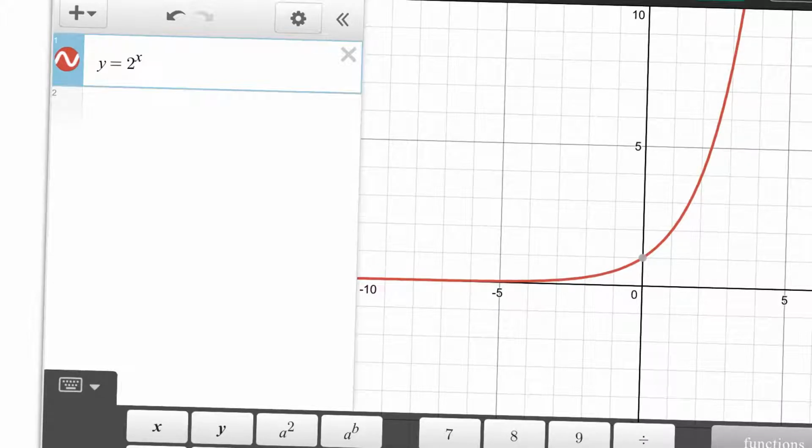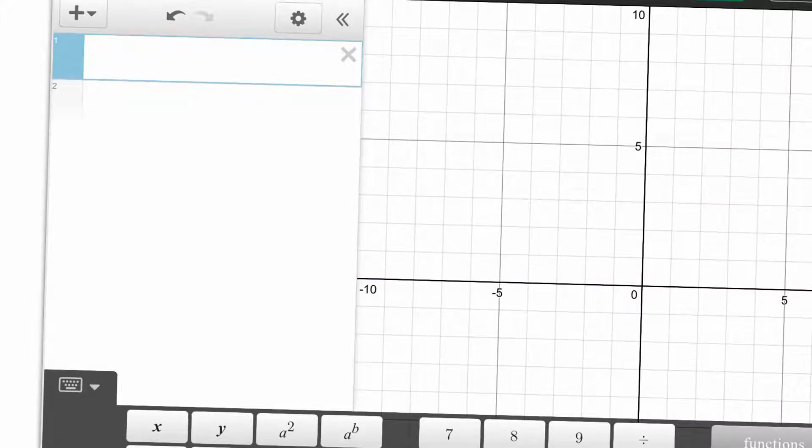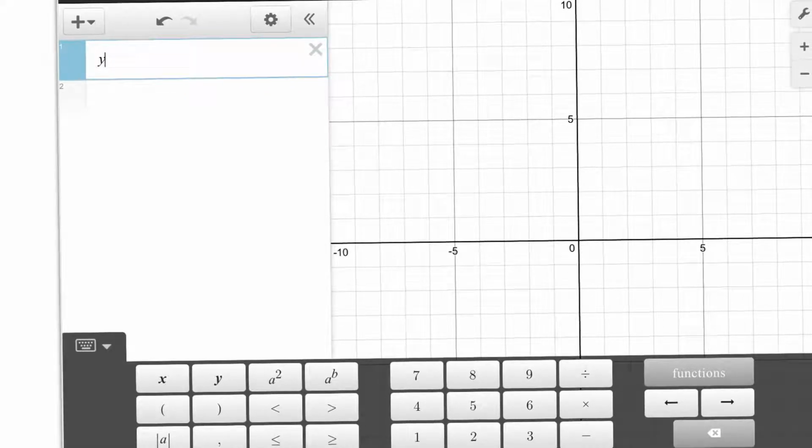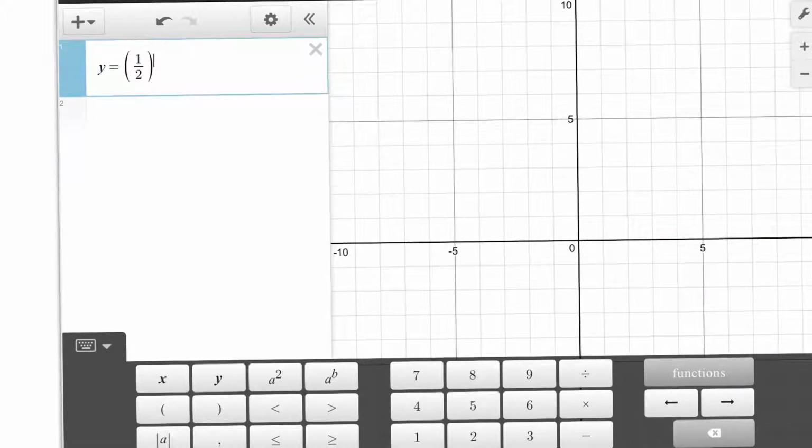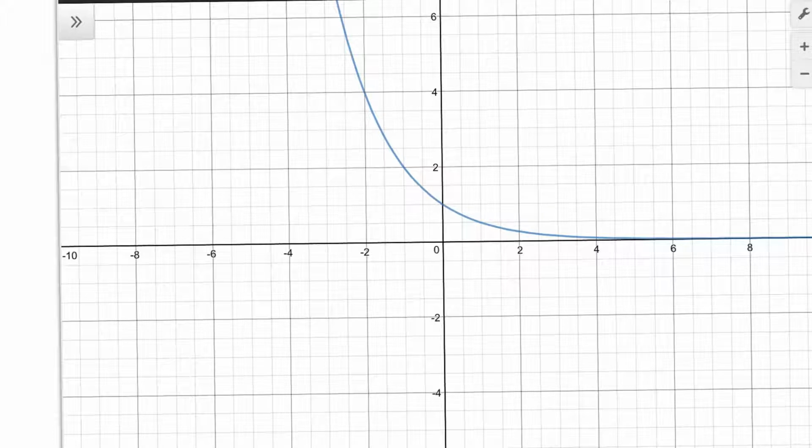So if it's less than 1, let me try y equals, and I'm going to use parentheses 1/2, so that is less than 1, close parentheses, exponent of x. So look at the direction now. The direction of the graph is going the other direction, okay? So we have something from up here, and it's decreasing, and it's going to the right. So this is exponential decay because the base is less than 1.